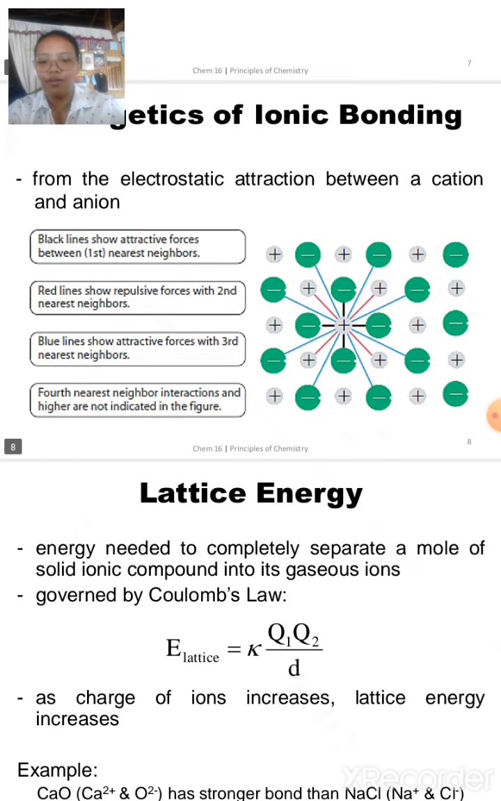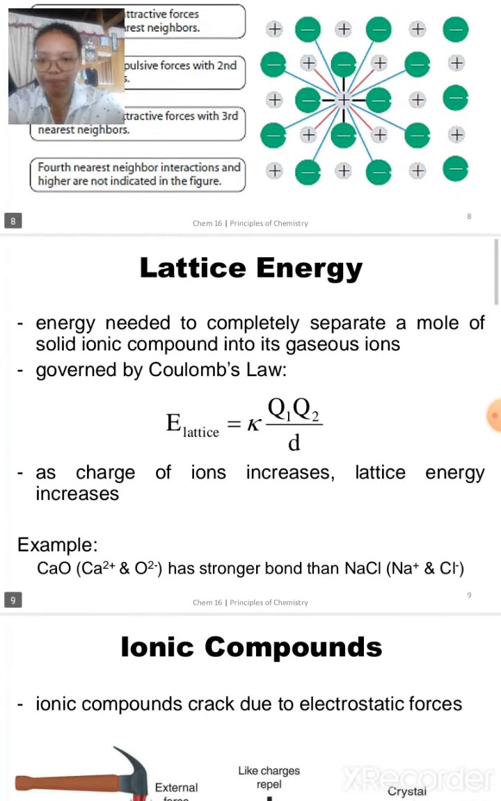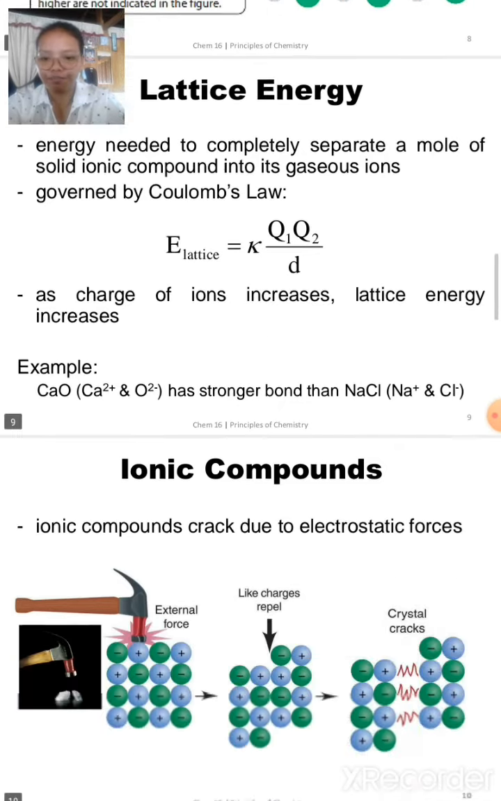So, moving to lattice energy. It is the energy needed to completely separate a mole of a solid ionic compound into its gaseous ions, governed by Coulomb's law. So, here's the formula. As the charge of ions increases, lattice energy increases. Take note, if the ion charge increases, the lattice energy increases again.